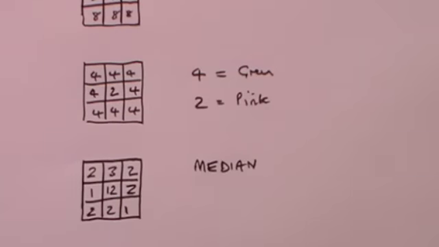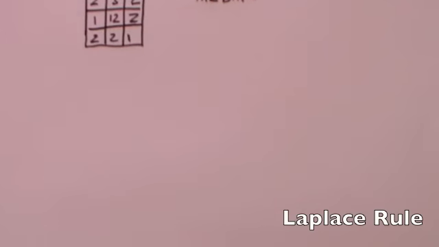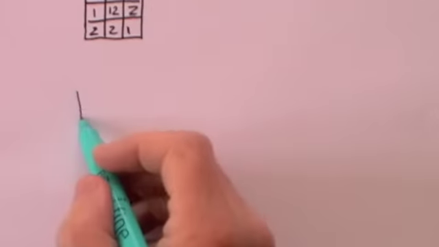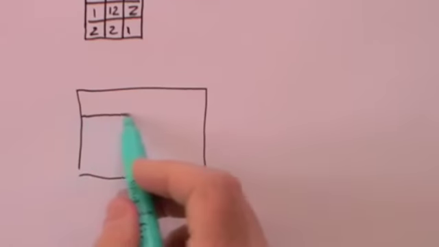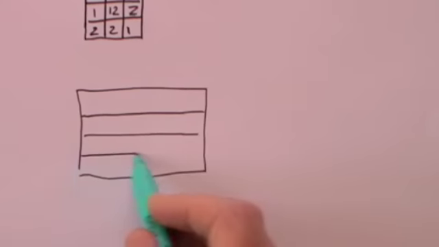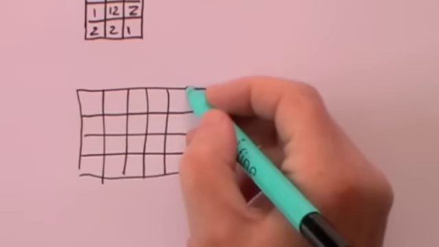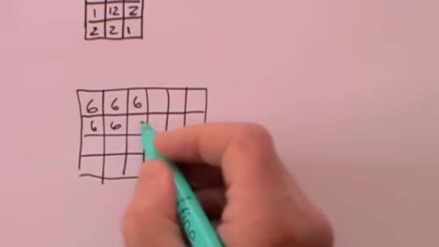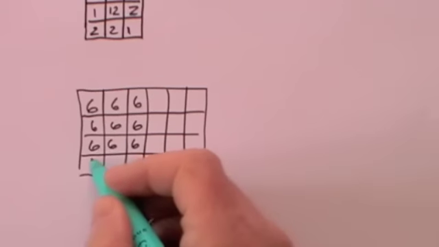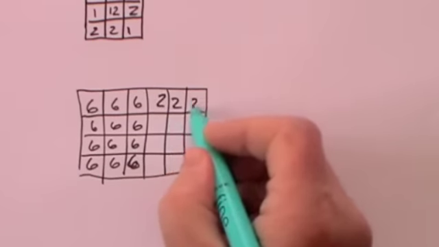There is a system called the Laplace rule, which is a means of determining edges where they are not clear. This time I'm going to take a set of pixels 6x4. And we're going to have the values 6 in this half and the values 2 in this half.